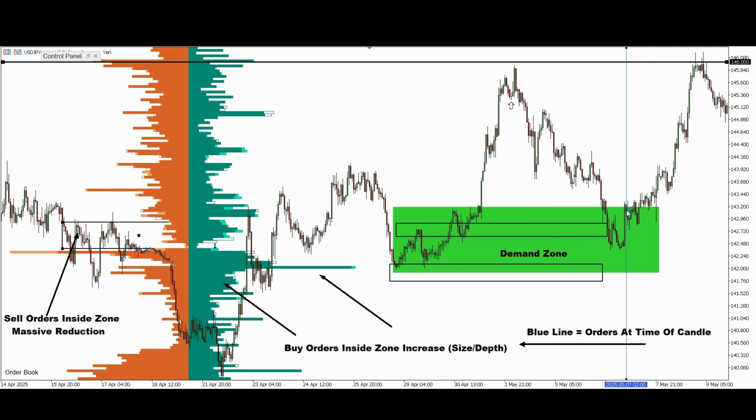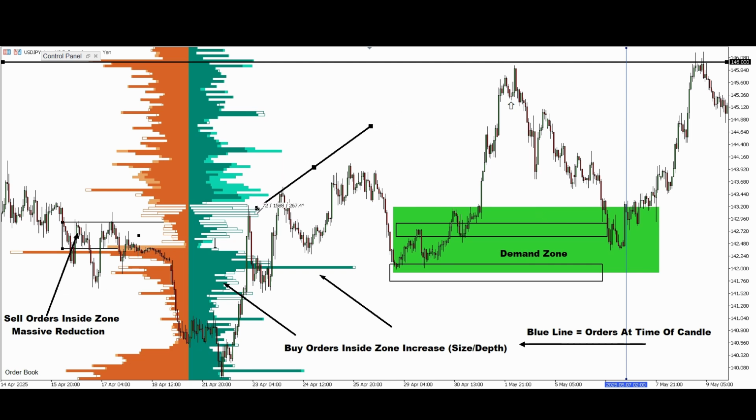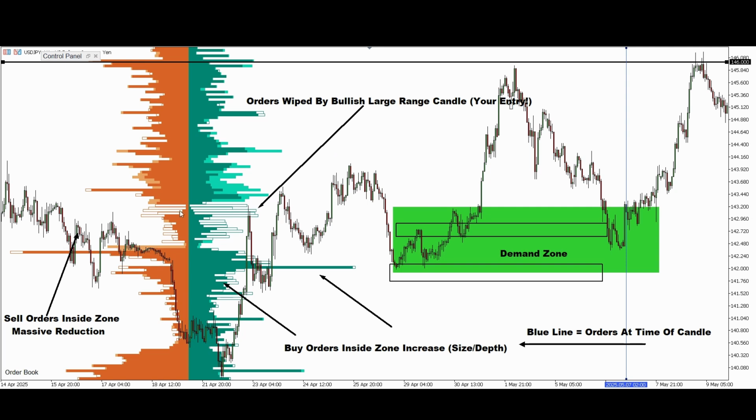The combination of the sell orders resting inside the zone, the absorption of those orders, and the fresh buy orders appearing as price leaves gives us a complete narrative. 1. Liquidity was available for the large buyers. 2. Price delivered into that liquidity. 3. Institutions filled their buy orders. And then 4. Price turned and moved away with strength. This is exactly what a real high quality demand zone should look like, not just on the chart, but in the underlying order flow data.